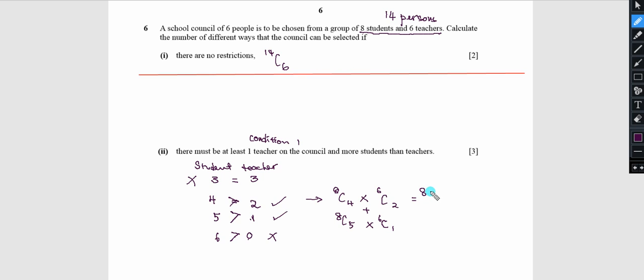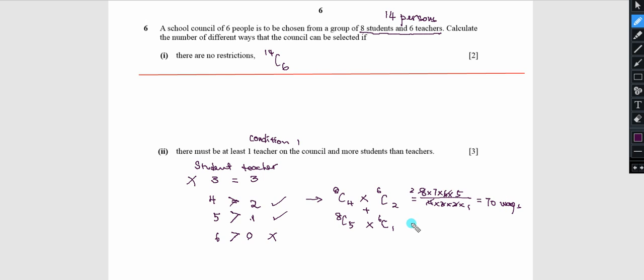8C4 is 8 times 7 times 6 times 5 over 4 times 3 times 2 times 1. 6 is cancelled by 3 times 2. 4 is 2. 2 times 5 is 10. 10 times 7 is equal to 70 ways.